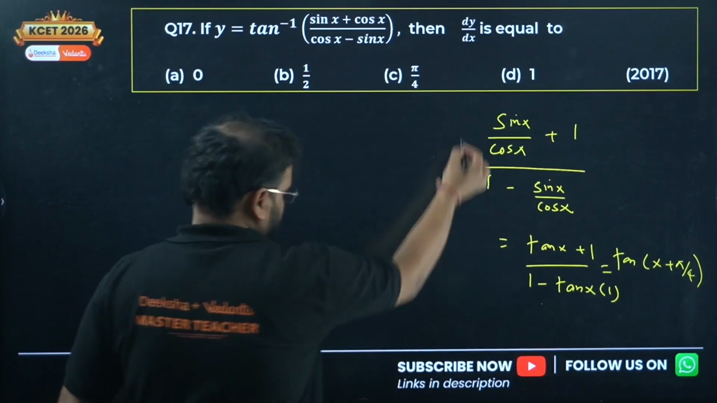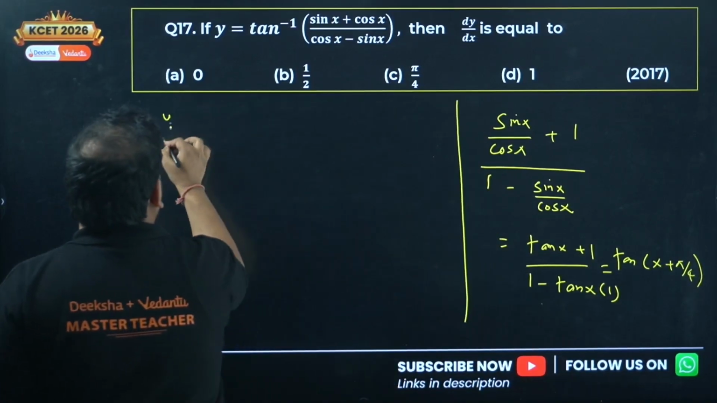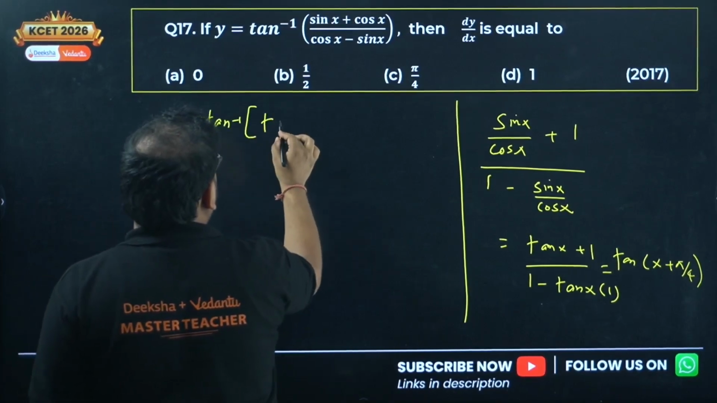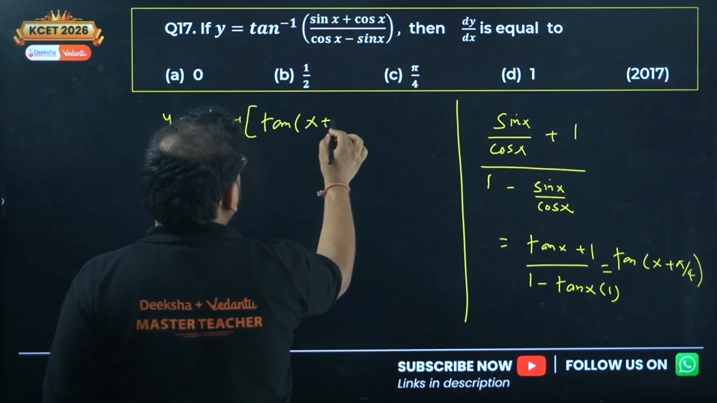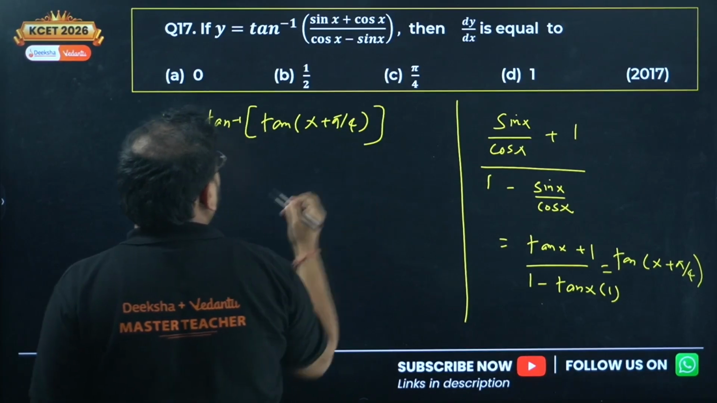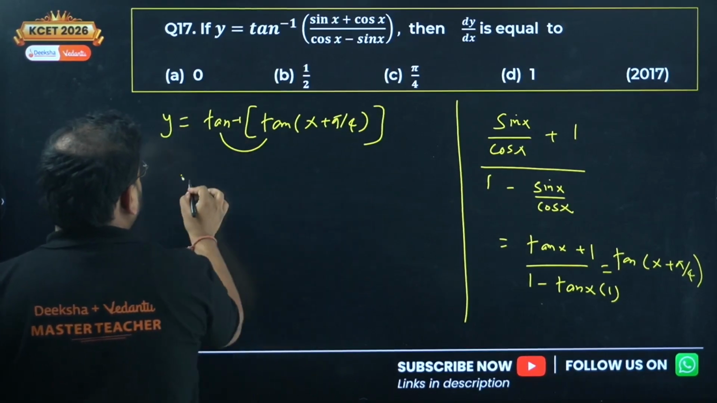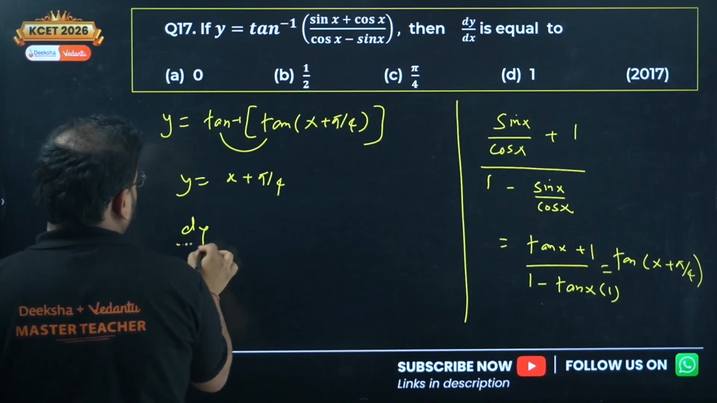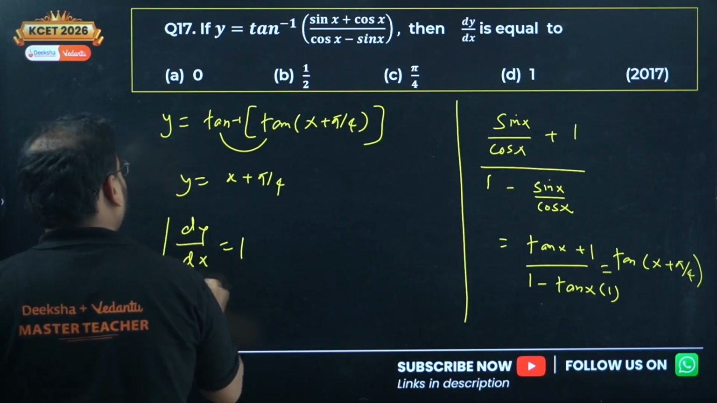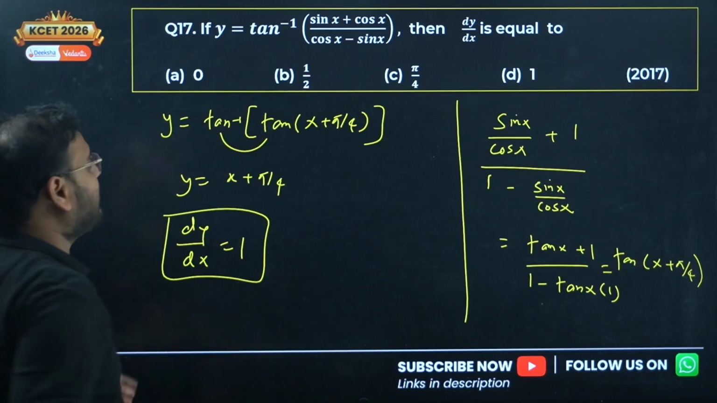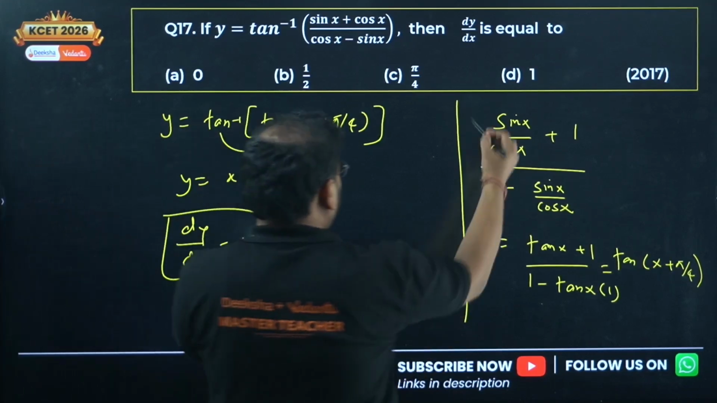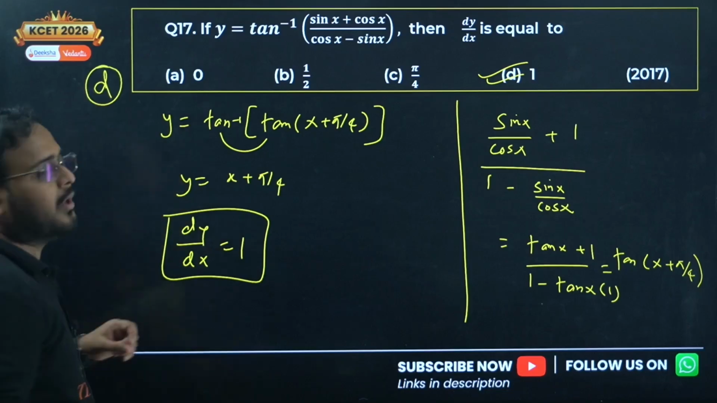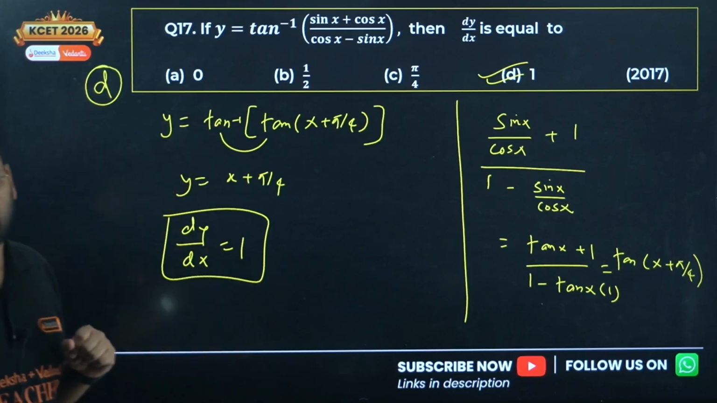Now the result we have is y equals tan inverse of tan of x plus pi by 4. Tan inverse of tan cancels. X plus pi by 4, I'm looking for the derivative. Answer is 1. Derivative of x is 1, pi by 4 is 0. So 1. Option D. Question number 17, option D is the right choice. Next.